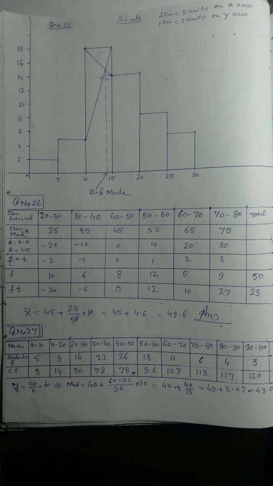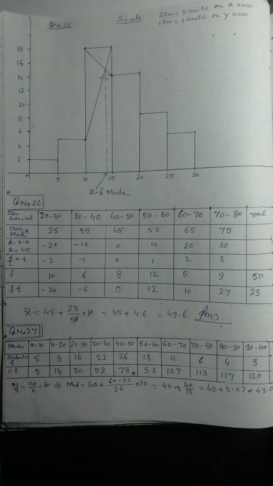Here, the marks obtained by 120 students in the test are given below. The marks are 0 to 10, 10 to 20, 20 to 30, 30 to 40, 40 to 50, 50 to 60, 60 to 70, 70 to 80, 80 to 90, 90 to 100. Number of the students are respectively 5, 9, 16, 22, 26, 18, 11, 6, 4, 3.